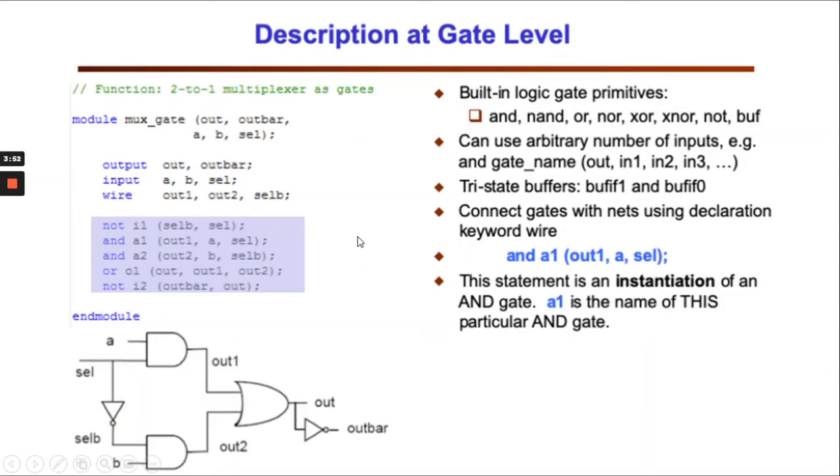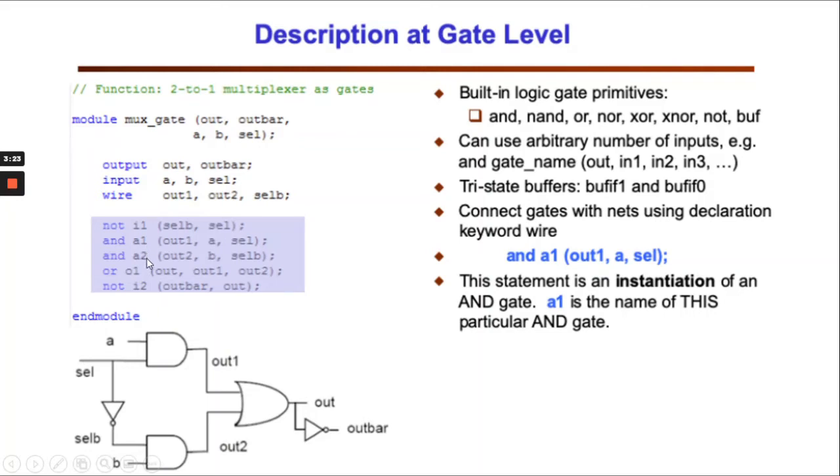Okay, the other thing is description at gate level. I think you have covered this in lab 1. You have done it and submitted lab 1, right? So this is basically how you do the coding at the gate level. For example, here not represents a NOT gate, and and represents an AND gate, and you can have multiple AND gates but with different names.